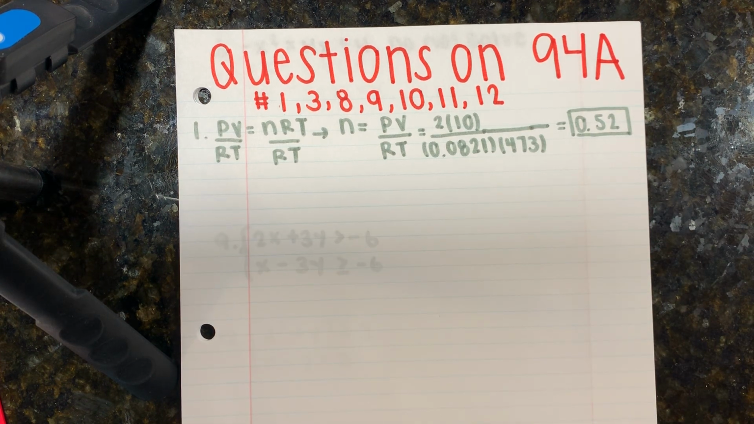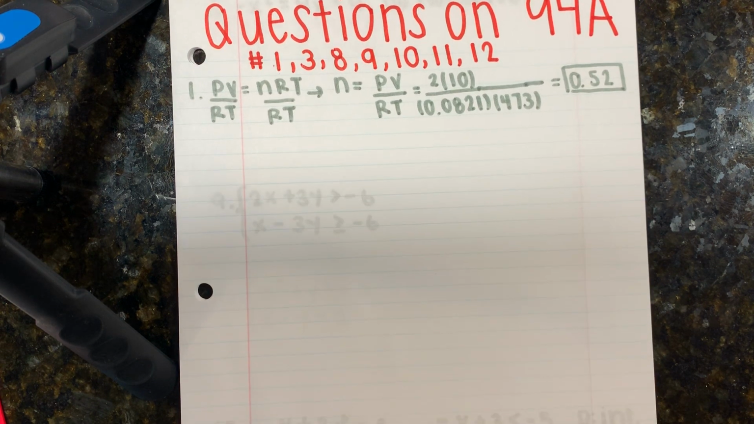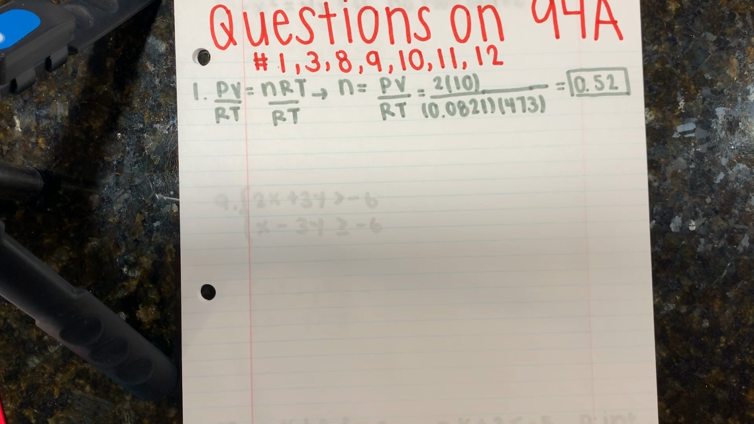Okay, next we're going to move on to number 3. The Susie Q could go 48 miles downstream in the same time that it took her to go 32 miles upstream. If her speed was 10 miles per hour in still water, what was the speed of the current?